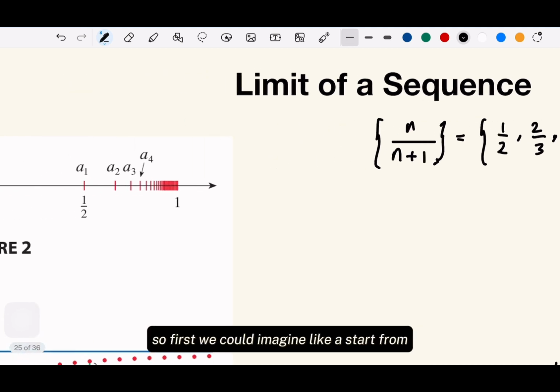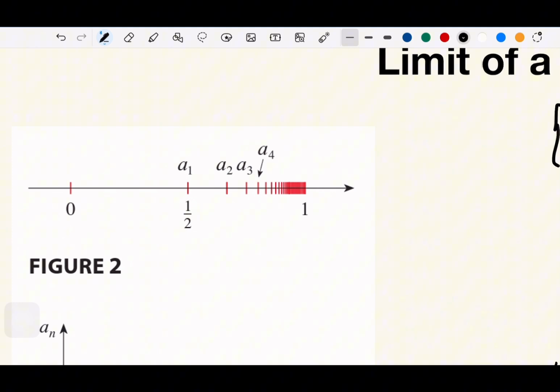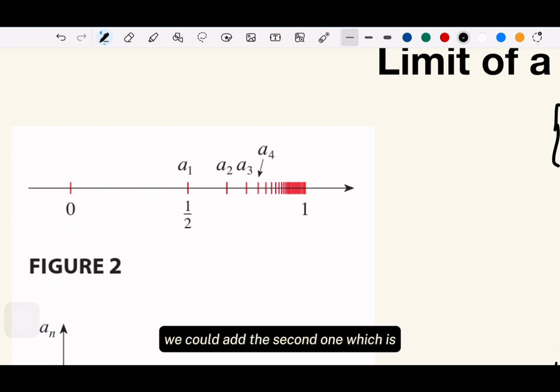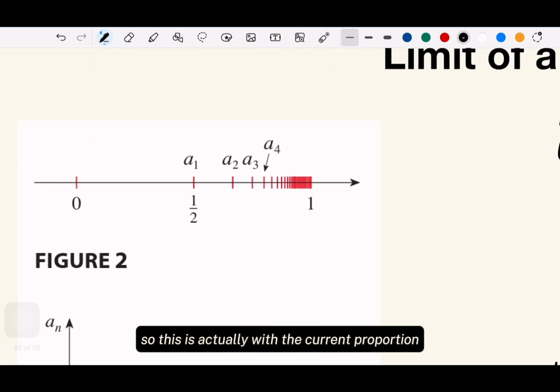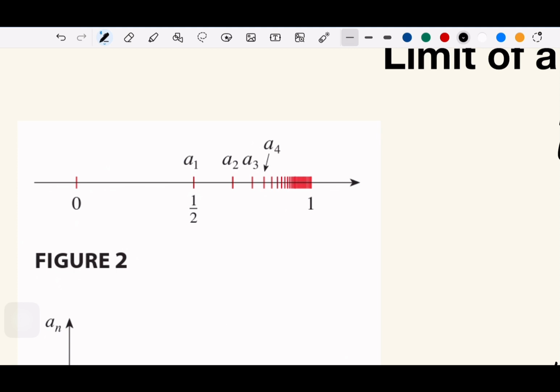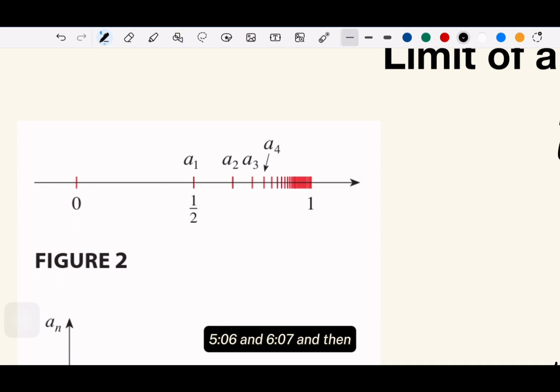So first we could imagine it starts from half. So we could take the interval from 0 to 1. We pinpoint the first term, half, and then from this half we could add the second one, which is 2 over 3. So this is actually with the correct proportion, 2 over 3. And then 3 over 4, and then 4 over 5, and then 5 over 6, and then 6 over 7, and so on and so forth. And then you will see that it's actually getting closer to 1. Right? It's getting closer to 1.